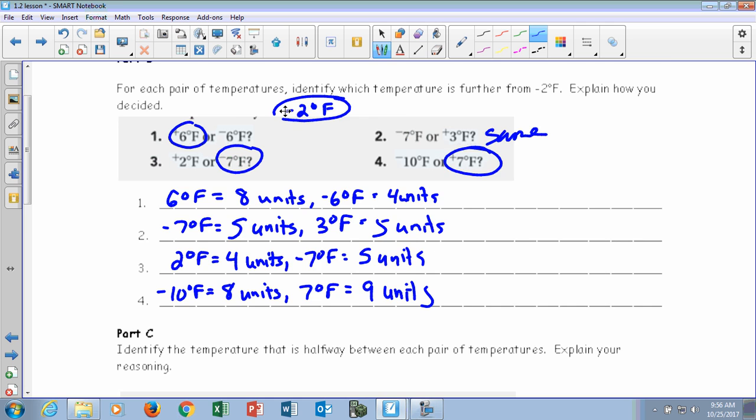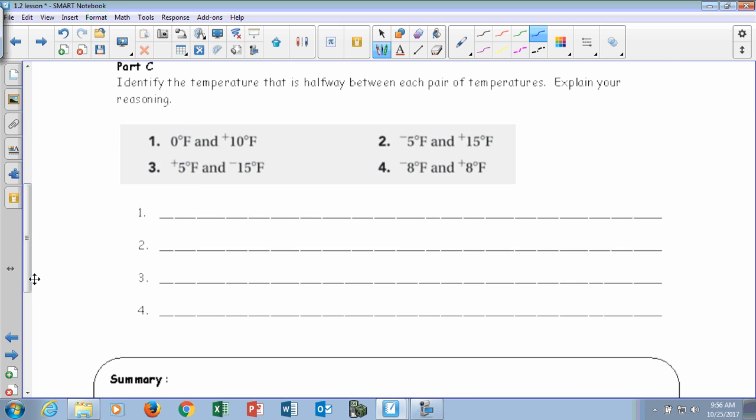All right, so halfway point now. Think of from 0 to 10. That's 10 units, right? So what's half of 10 units? Half is 5, right? So I can either go 5 units up from 0 or 5 units down from 10. That puts me at where? 5 degrees Fahrenheit. So 5 degrees Fahrenheit is the halfway point.